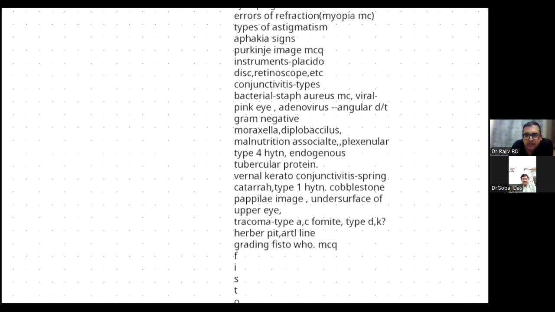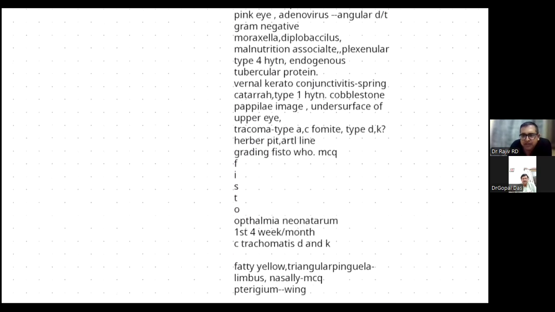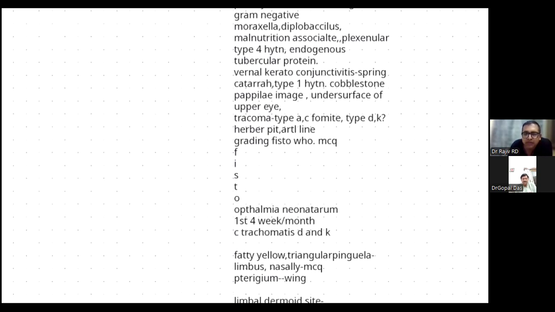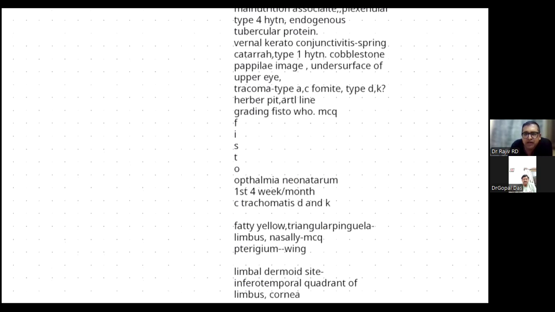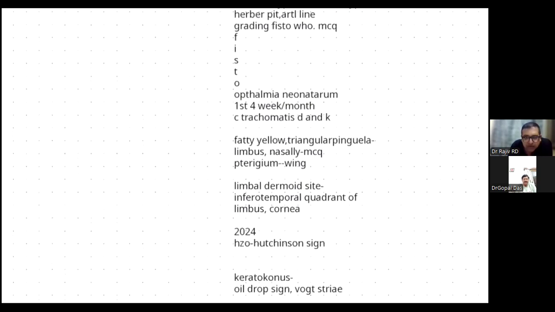There is vernal keratoconjunctivitis, the spring catarrh, a type 1 hypersensitivity. The cobblestone papillae image was there, on the undersurface of the upper eyelid. In trachoma, there are different types, with the WHO classification grading. Then there is ophthalmia neonatorum, in the first week or first 4 weeks of life, caused by Chlamydia trachomatis.